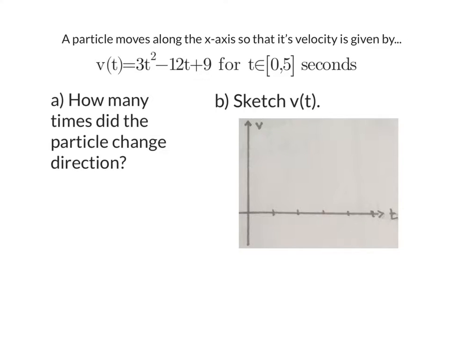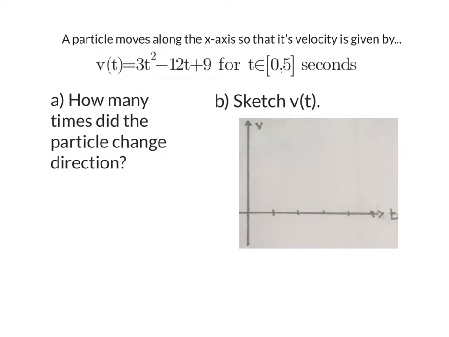This time we have a particle that moves along the x-axis so that its velocity is given by this function. Not its position, but its velocity is given by v of t is equal to 3t squared minus 12t plus 9 for the first 5 seconds. And the first thing that's asked is how many times did the particle change direction?